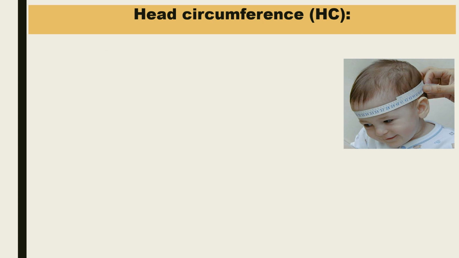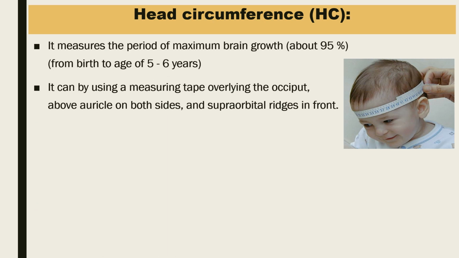This is the head circumference measurement, and it reflects the period of maximum brain growth. It can be measured using a tape over some landmarks, including the occiput, above the auricle on both sides, and the supraorbital ridges.